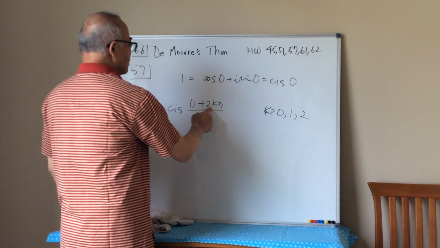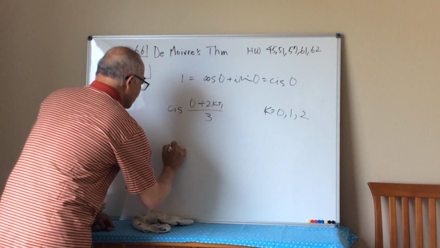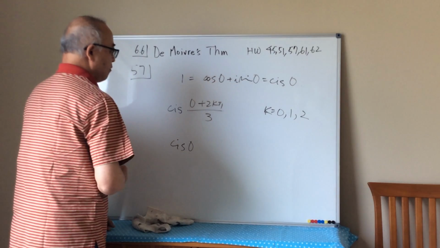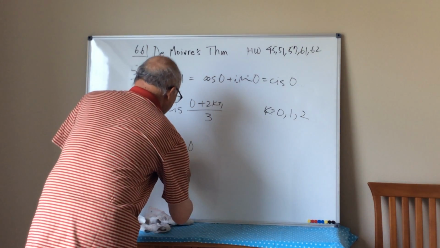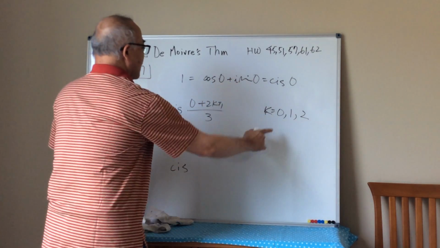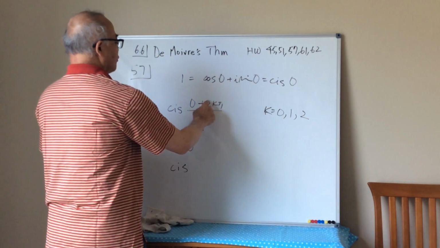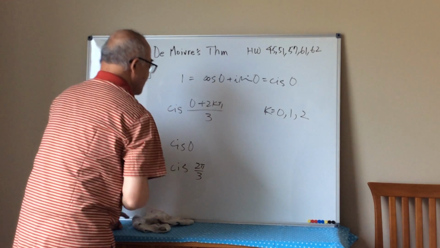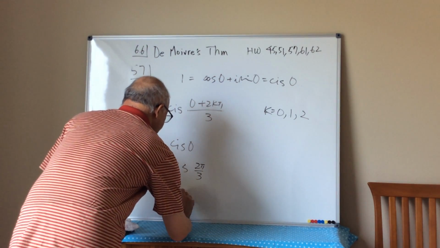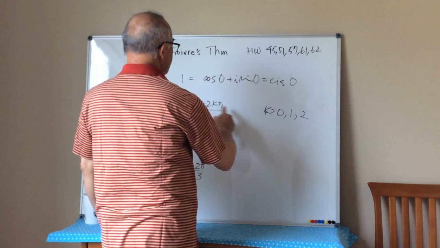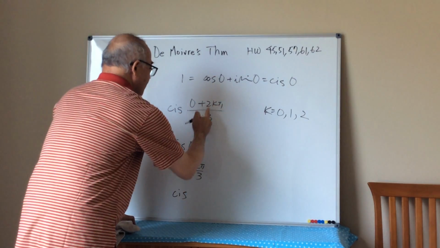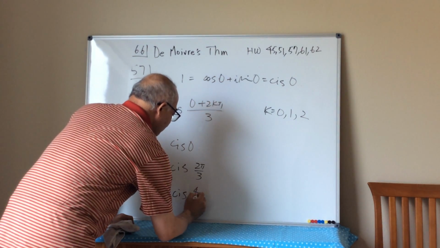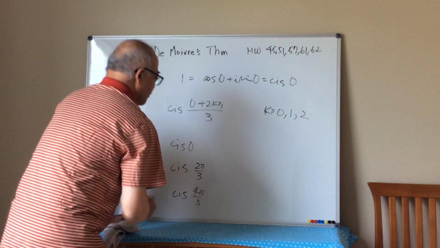When k is equal to 0, I get cis 0. And then when k is equal to 1, I get 2 pi, so it's going to be 2 pi over 3. And then last but not least, when k is equal to 2, I get cis of 4 pi over 3.